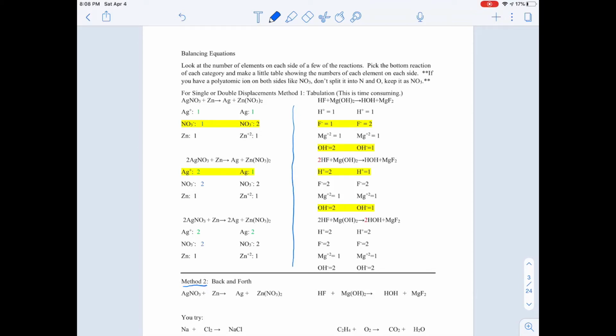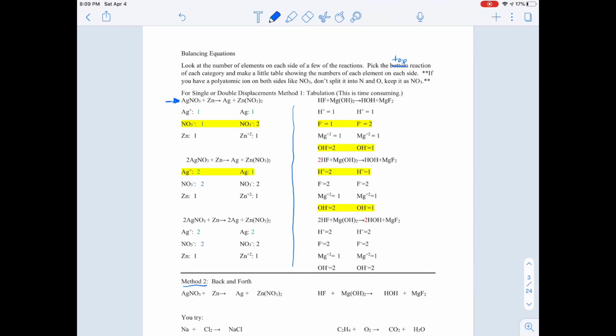So what you want to do is you want to pick the bottom reaction. I didn't mean to put it like that. I meant to say you want to pick the top reaction of each category. So we've got the left and the right. So this is our top reaction, and I've already started filling it out so you have the example, and then I'm going to let you guys do it. So you pick the top reaction, and you're going to make a little table.